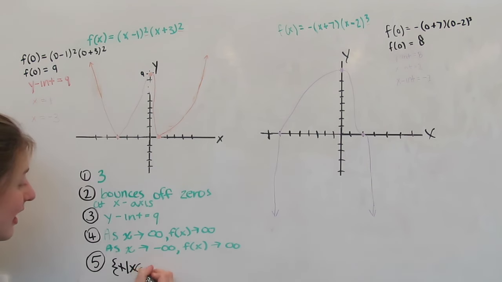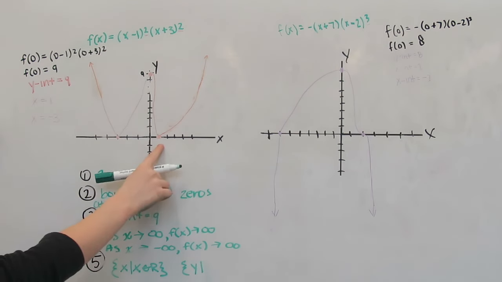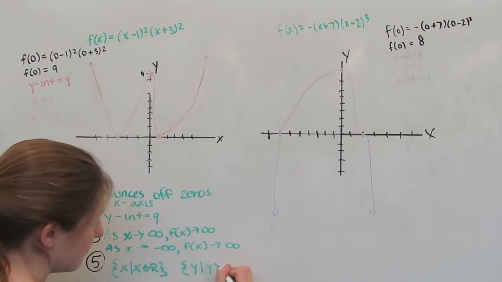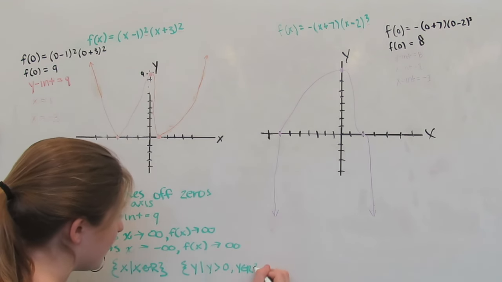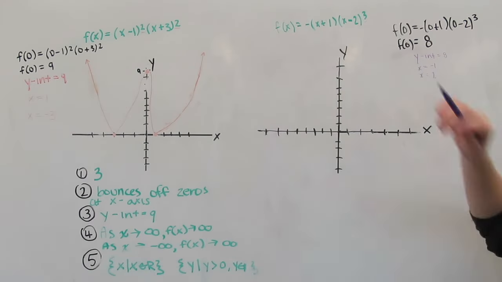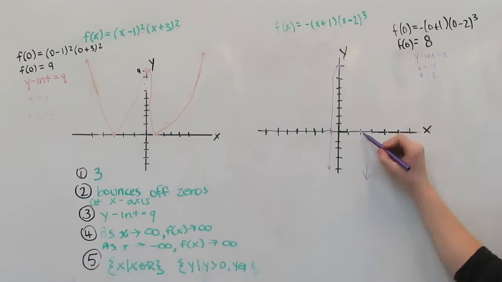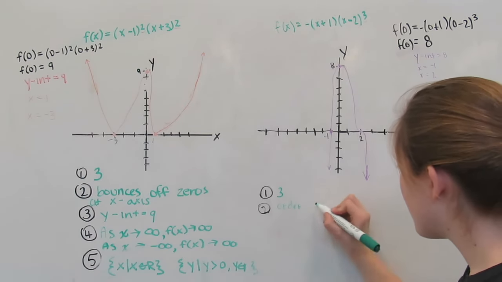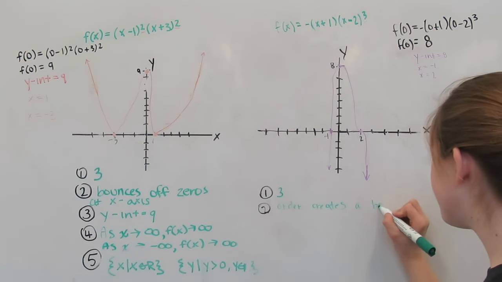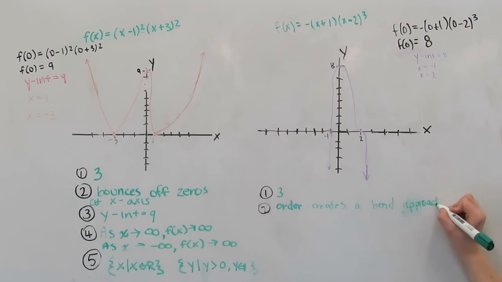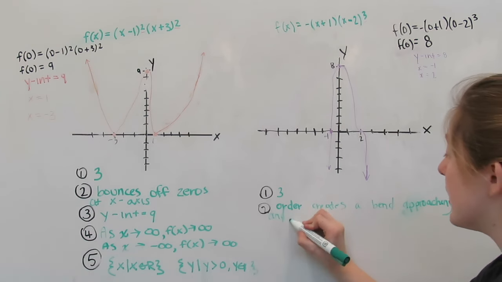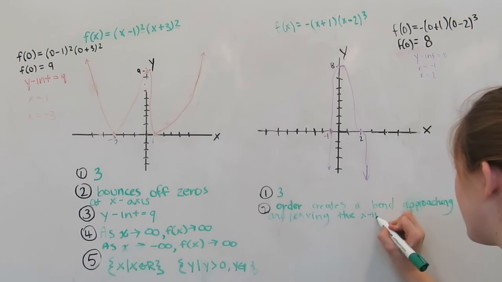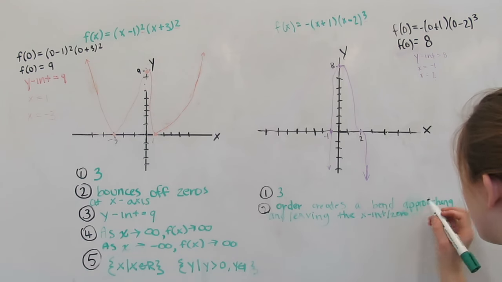Our domain is x is an element of all real numbers. And we know that our range is y must be greater than 0. X-intercept, or zero, at 2.